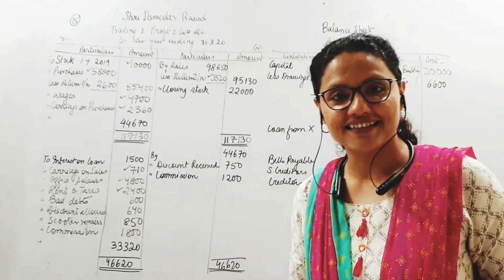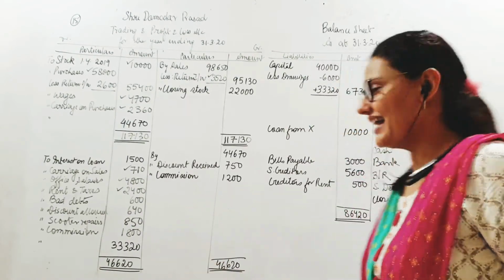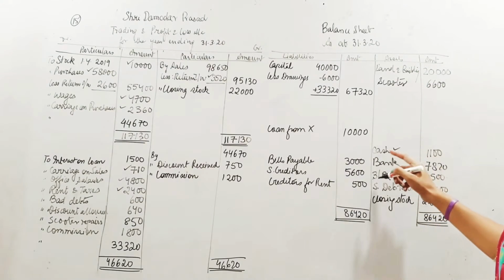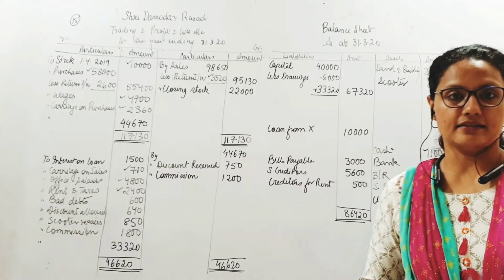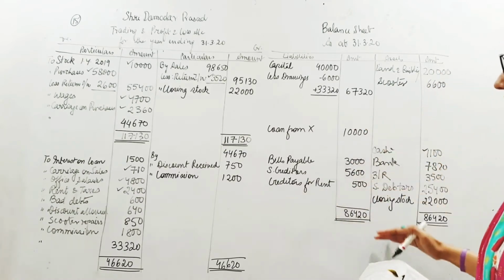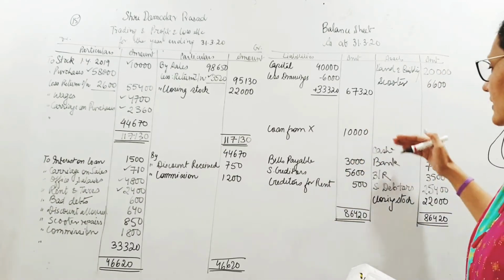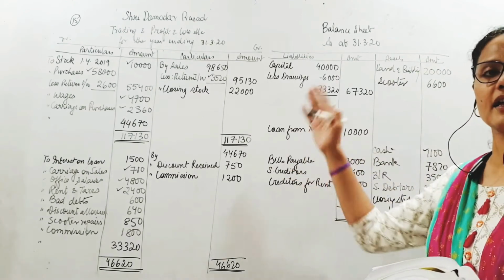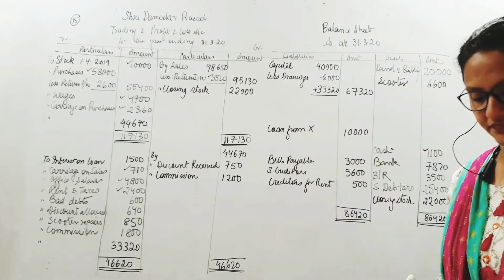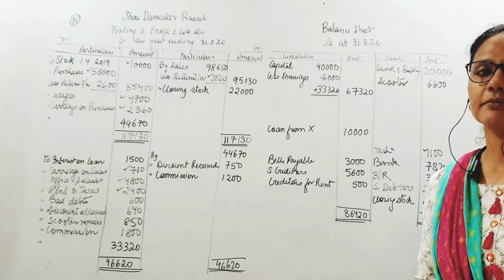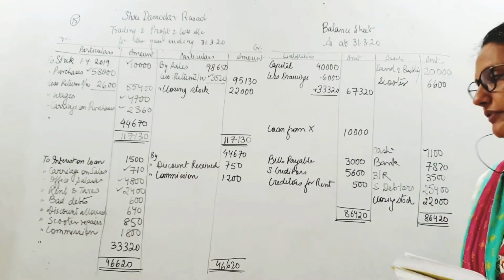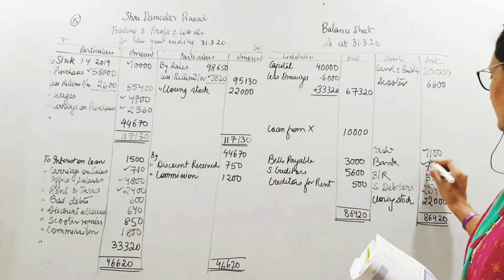Cash, not expense, asset. Cash comes here in the current assets. I have just kept an informal division between current assets, fixed assets, current liabilities, and capital. Then you have bank balance. Bank balance on the debit side means a positive, favorable balance. So bank balance comes here.